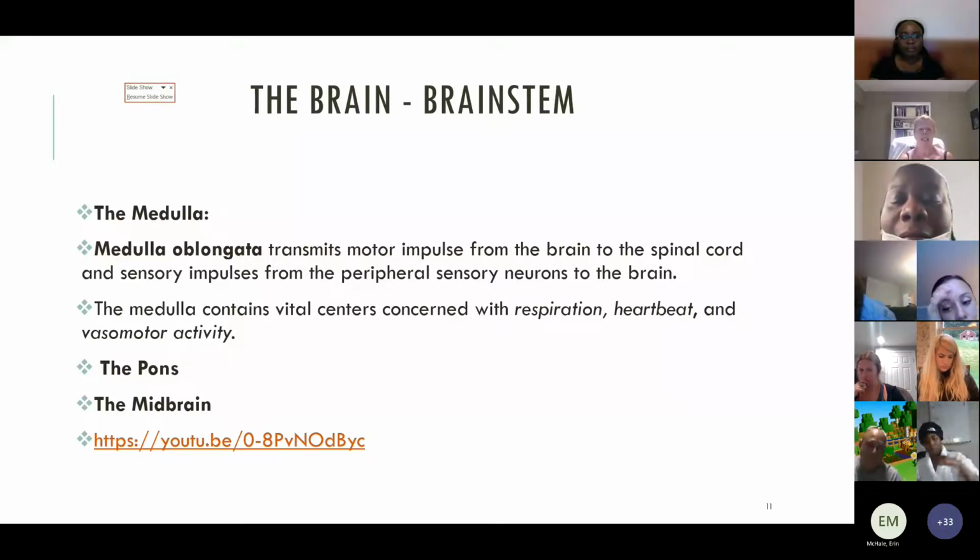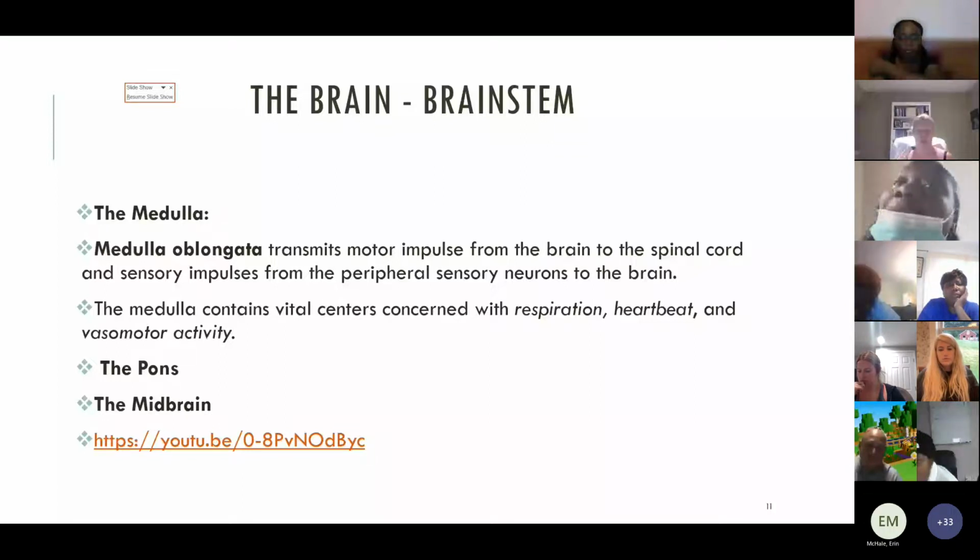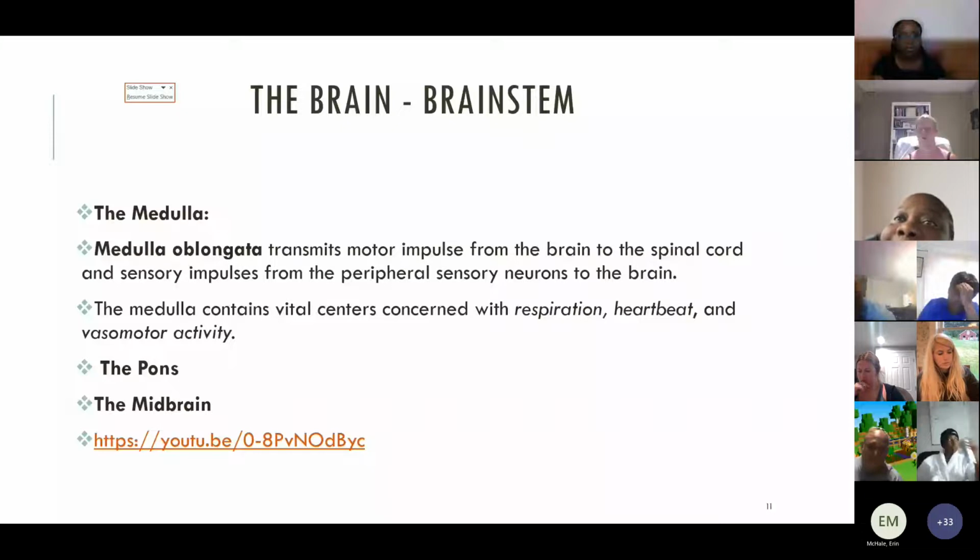The medulla oblongata lies below the pons, and it's going to be responsible for transmitting all of our motor impulses from our brain down to our spinal cord, and then all of our sensory impulses that come from those peripheral sensory neurons back to our brain. And then the medulla also monitors respirations, heartbeat, and all that vasomotor activity. So when we think about vasomotor activity, that's just all the control of the smooth muscle inside of our blood vessel walls.